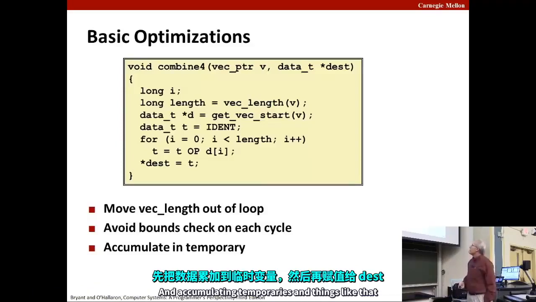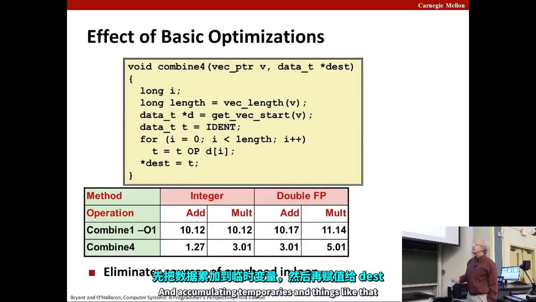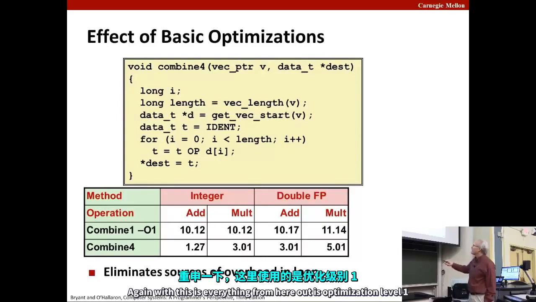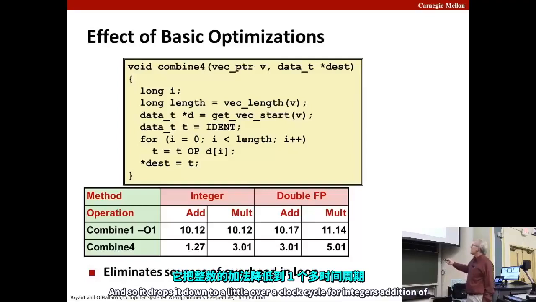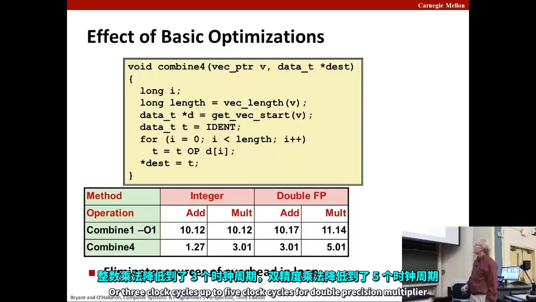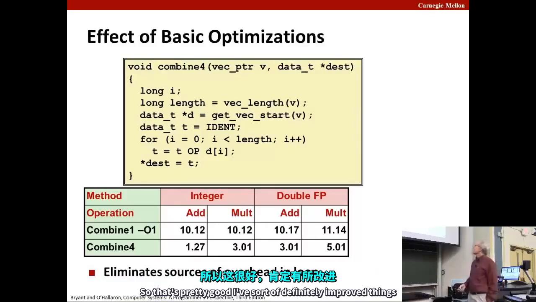and accumulate in temporaries and things like that. Then the program actually gets a lot faster. Again, everything from here out is optimization level 1. And so it drops it down to a little over a clock cycle for integer addition, or 3 clock cycles up to 5 clock cycles for double precision multiply. So that's pretty good. I've definitely improved things.